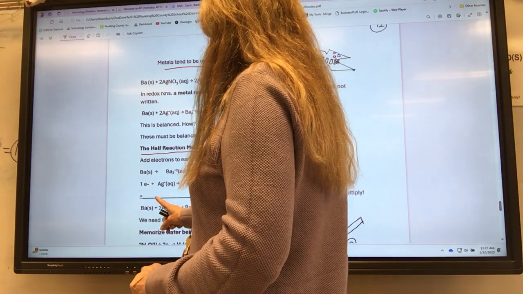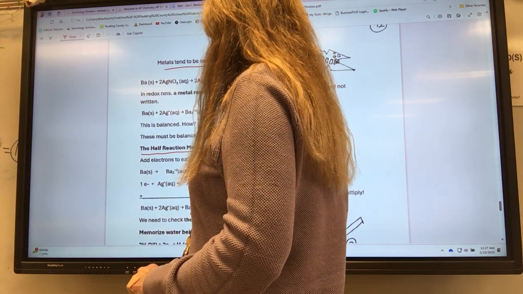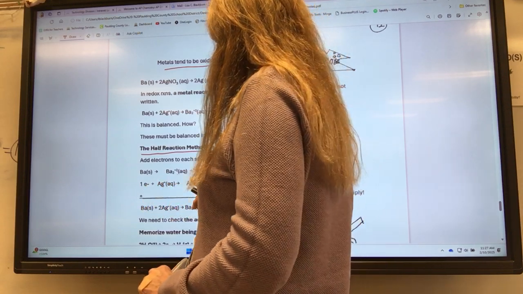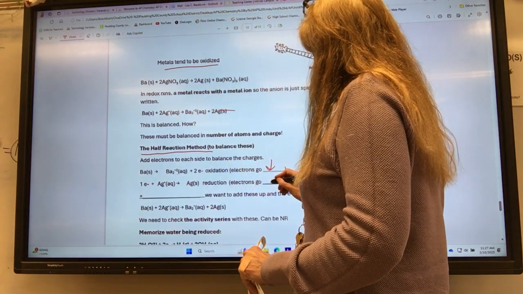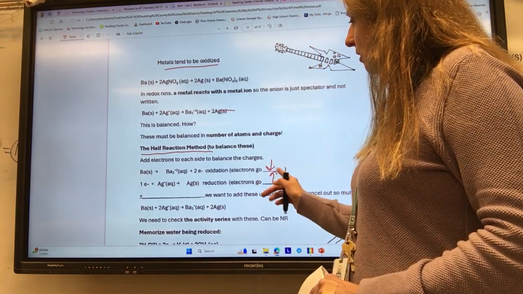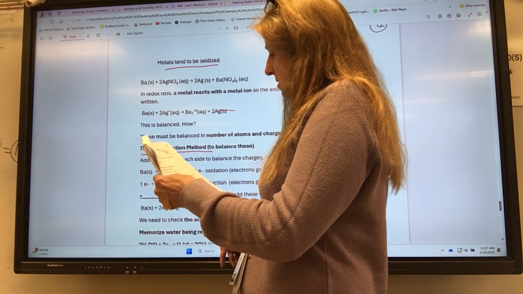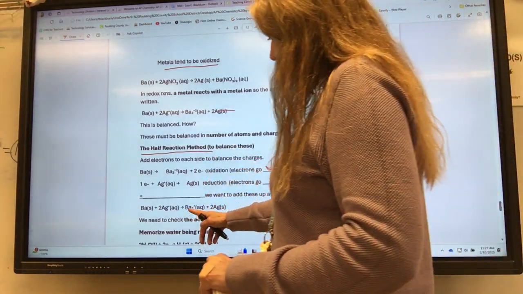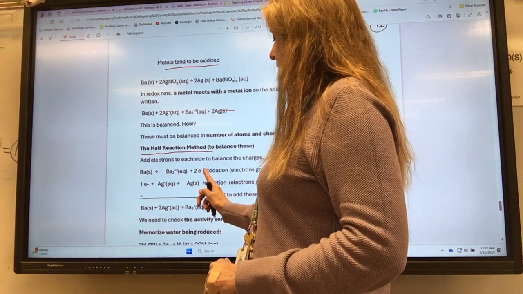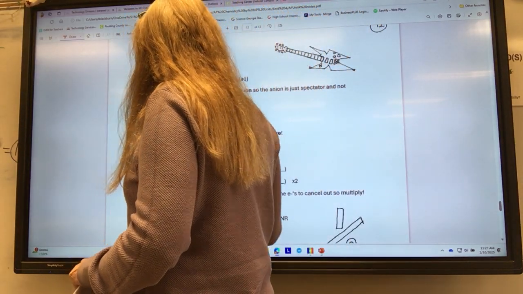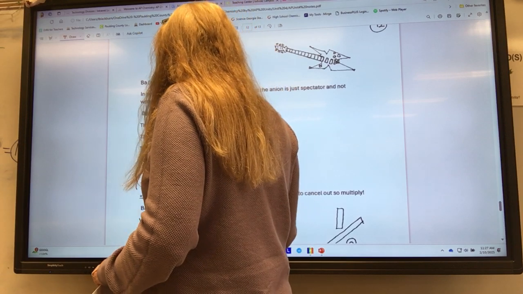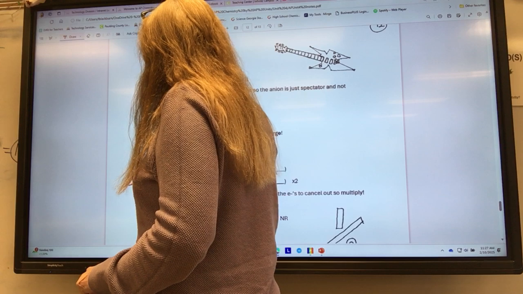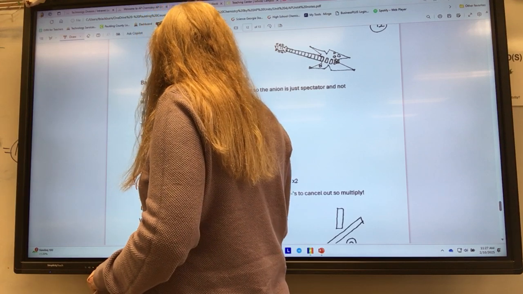Now look at this one. I went from +1 to neutral. I need to add an electron so that -1 + 1 is 0, because my electrons had gone up here. Then once you do this, you have to add them up where you cancel out the electrons on both sides. So I only have 2 electrons here and only 1 there. So I'm going to multiply this whole thing by 2. So this is going to become 2 electrons, a 2 here, and a 2 there.